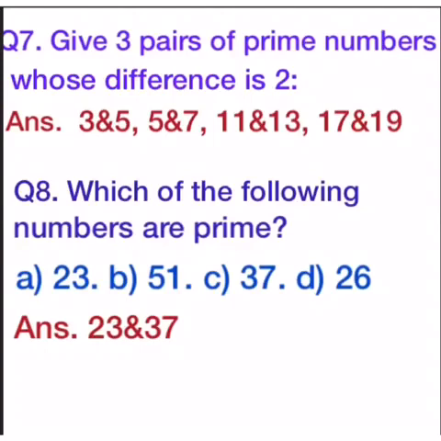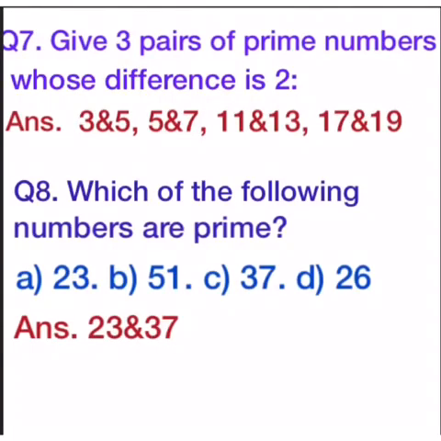So children, the first pair is 3 and 5. 3 and 5 both are prime numbers and when we subtract 3 from 5 you will get 2 as the difference. Then 5 and 7 again are twin primes. 11 and 13 twin primes. 17 and 19 again twin primes. So here is the set of numbers which are twin primes, or the prime numbers whose difference is 2.